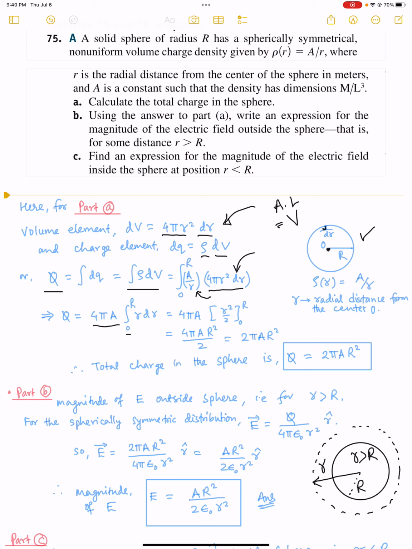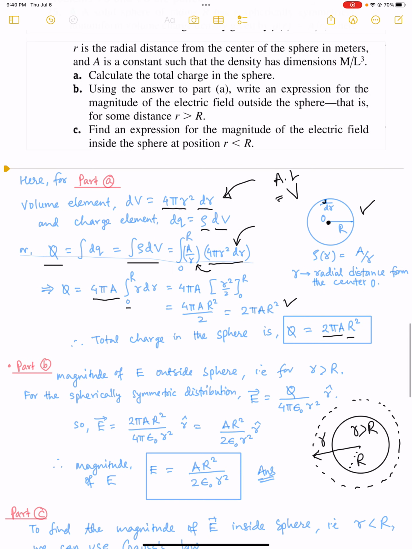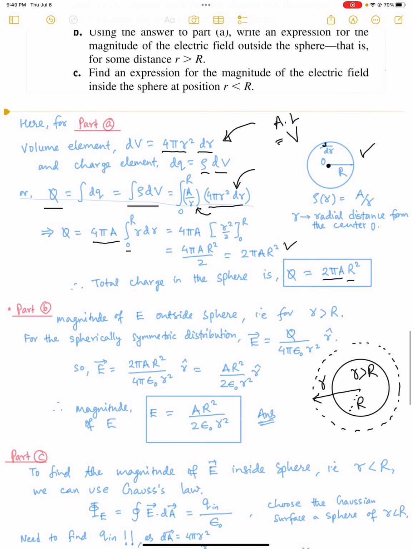It's a simple integral, and you can easily solve it, and you will get 2 pi a R squared. So the total charge in the sphere is Q equals 2 pi a R squared, where a is a constant which has a dimension of density, and R squared is the radius of the sphere squared. So this is the total charge in the sphere.